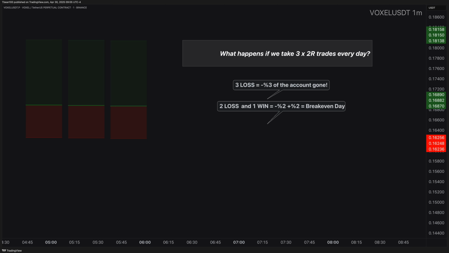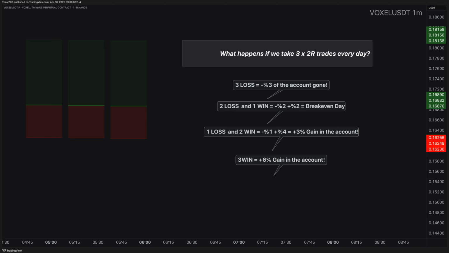How about 2 losses and just 1 win? Then I would be ending the day at break-even, all day's work gone, no loss or gain in the account. However, if I get 1 loss and 2 wins, then I would have 3% on my account. Lastly, if I can get 3 wins, I would be rocking a 6% gain in my account. You see, this is what I call risk management. Strategies are just simple tools. What matters is how to manage your greed and risks.